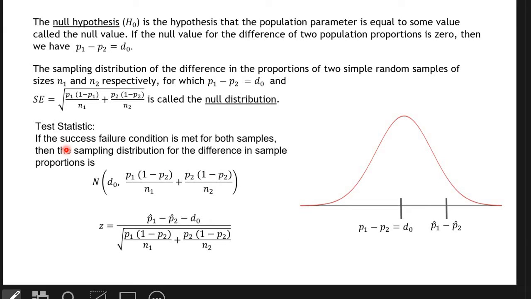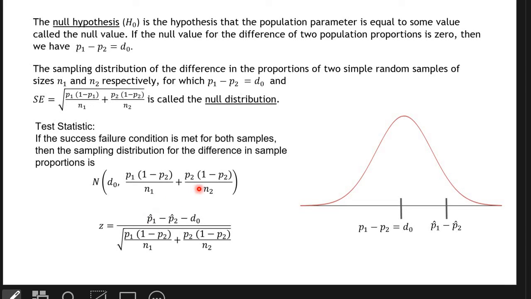So now that we know what the spread of the null distribution is, and we know that because if the success failure condition is met, then the test statistic or this null distribution is normal. As long as the success failure condition is met for both samples, the sampling distribution that we're calling the null distribution for the difference in the sample proportion is a normal distribution centered at the d null, which is the null value P1 minus P2, and has a variance equal to this thing, which is basically just what's under this radical.